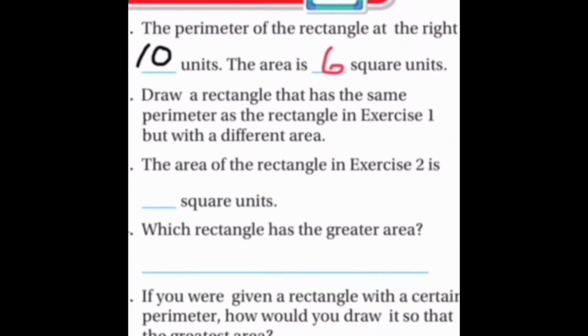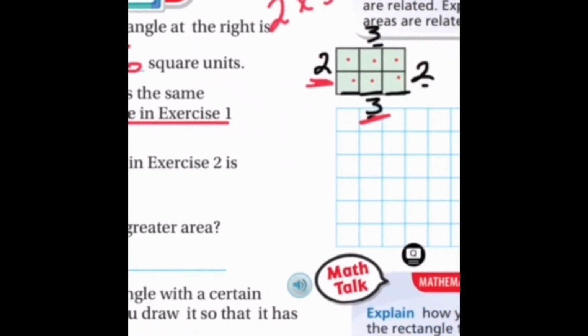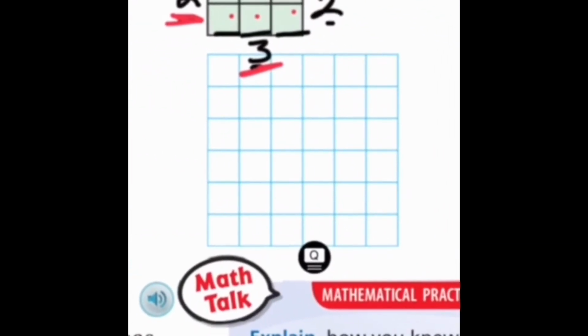Number 2, draw a rectangle that has the same perimeter as the rectangle in exercise 1, but a different area. So perimeter was 10. So I need to come up with a shape that has a perimeter of 10. So again, if you think about these two sides, they'll add up to 5. And then the other two sides add up to 5. Well, I know 1 plus 4 equals 5. So 1, 2, 3, 4.